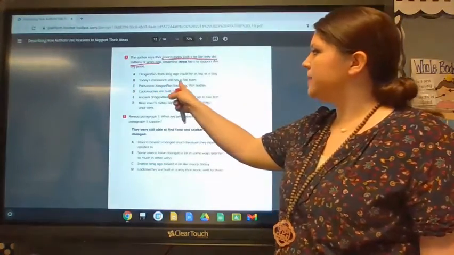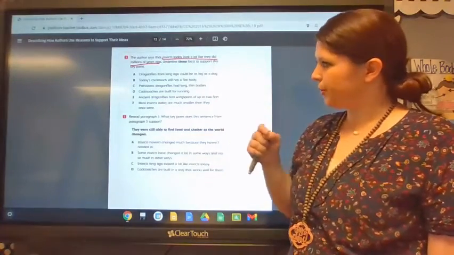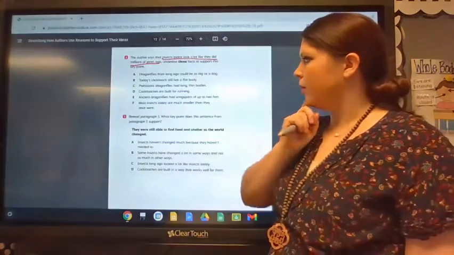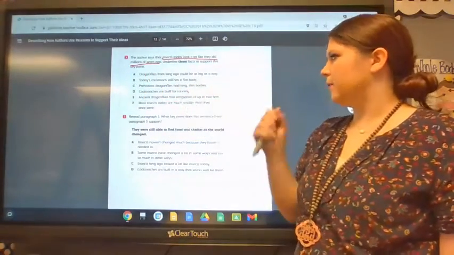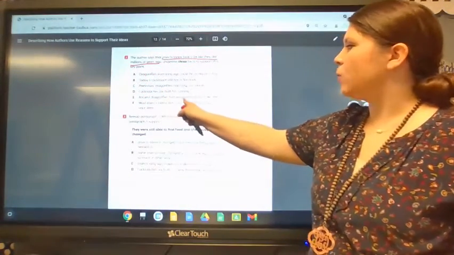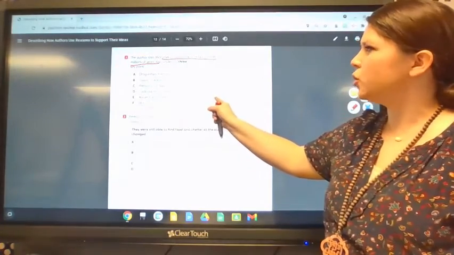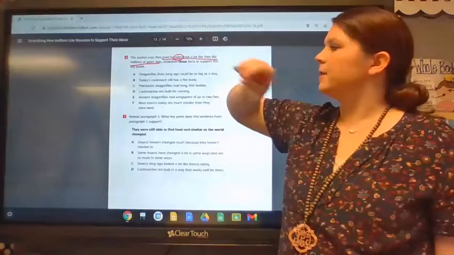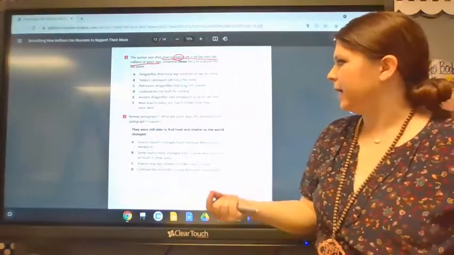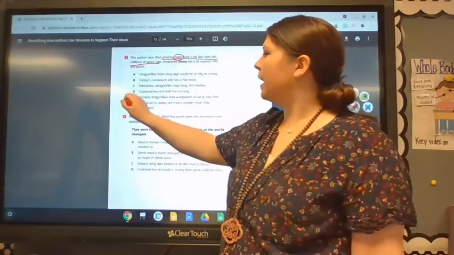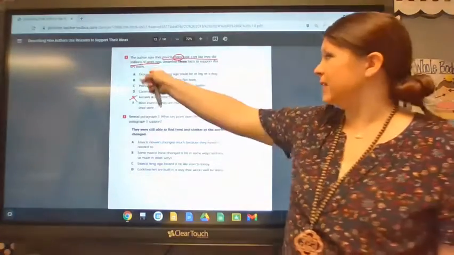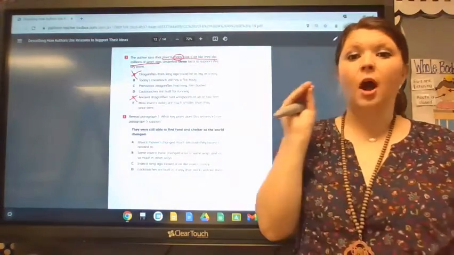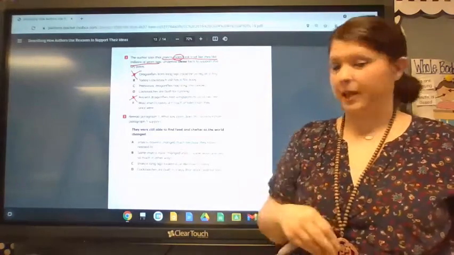B, today's cockroaches still have a flat body. That's true. Prehistoric dragonflies had long, thin bodies. That's true. Cockroaches are built for running. That's true. Ancient dragonflies had wingspans of up to 2 feet. That's true. But it doesn't support that they look the same today as they did then, okay? So that one is just a fact of the older dragonflies. That's the same with A. That fact told us about the ancient dragonflies, but not how those dragonflies look the same today, okay?